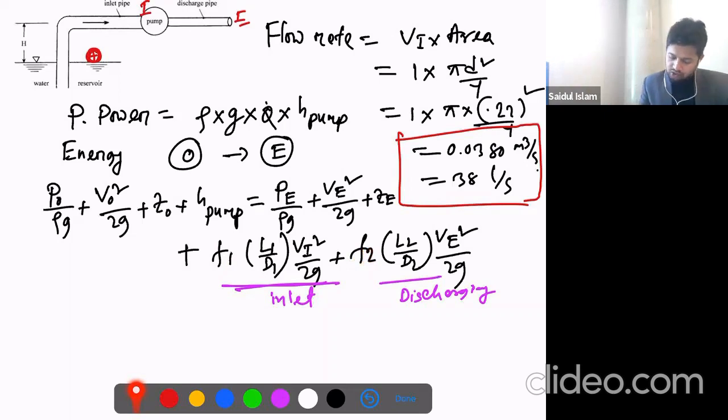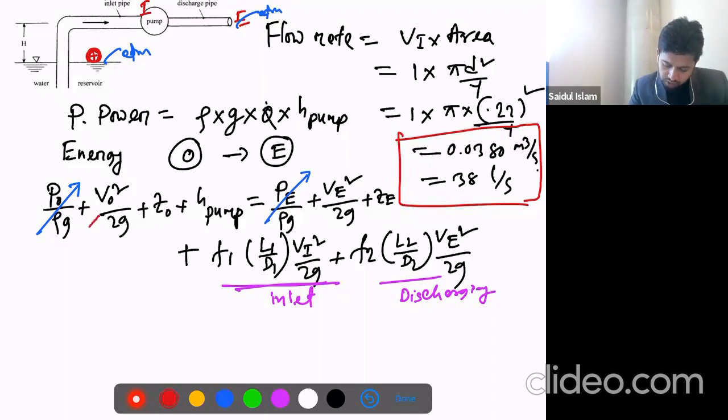What I can say is the pressure here is atmospheric pressure, and the pressure at the exit is also atmospheric pressure. So can I say this pressure is 0? Not 0, but we can cancel out these terms, the pressure at point E and point O. So we can cancel it out.